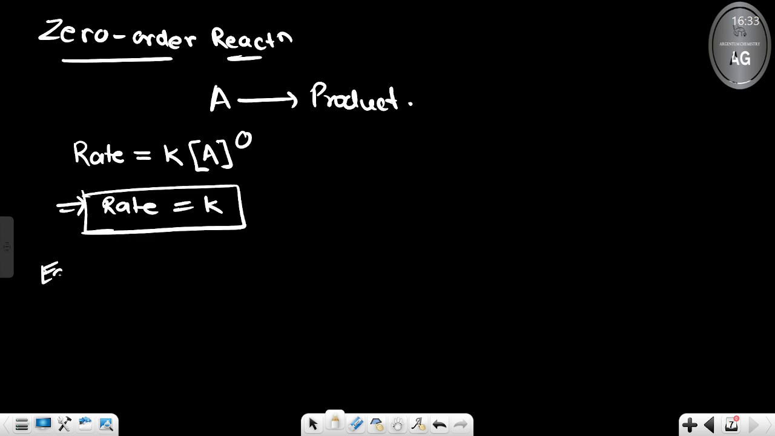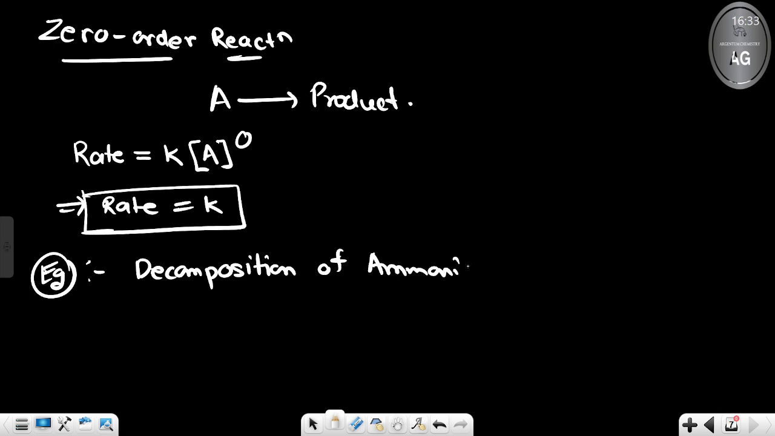Example, one example you have to remember, that is decomposition of ammonia. Okay, because the reaction they can ask, decomposition of ammonia over a platinum surface. Decomposition of ammonia over a platinum surface is an example of a zero order reaction.